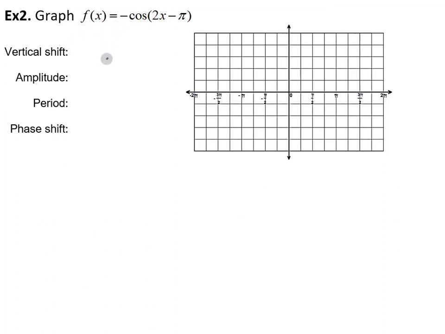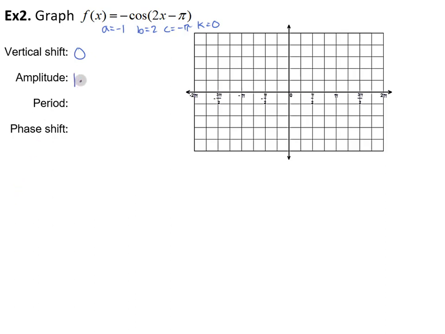Let's graph the opposite of cosine of 2x minus pi. So again, let's first identify a, b, c, and k. Okay, so a is -1, b is 2, c is negative pi, and k is 0. So identify your vertical shift, which is 0, and you'd mark that as the center of your graph. So in this case, we don't need to go up or down. The x-axis is the center of my graph.